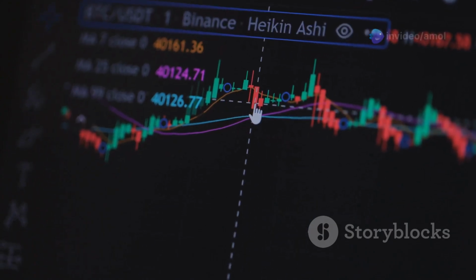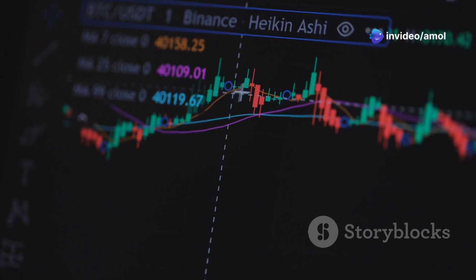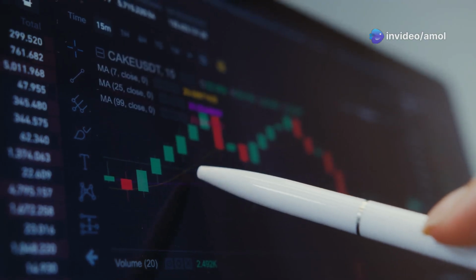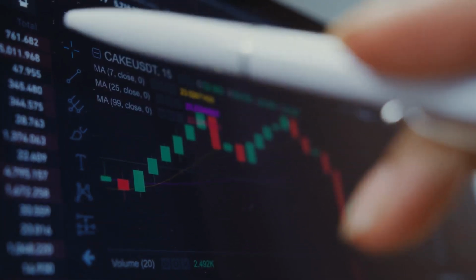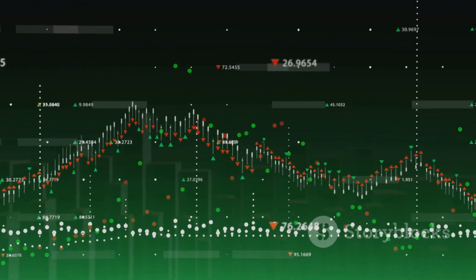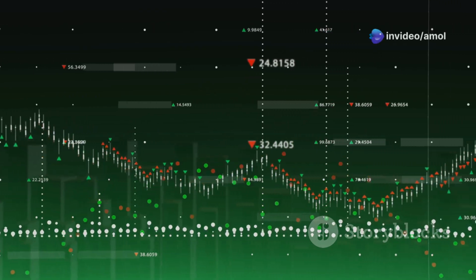Resistance, on the other hand, is the price level where a stock tends to encounter selling pressure and struggle to break through. It's like a ceiling that prevents the price from rising further. Think of it like trying to throw a ball over a high wall. The ball might hit the wall, resistance, and fall back down.